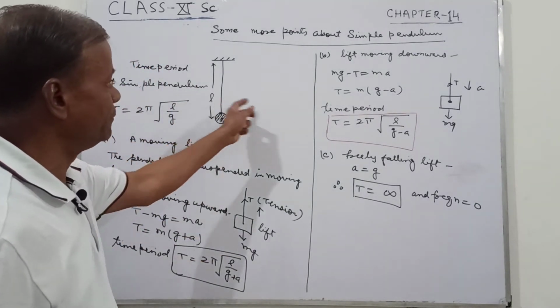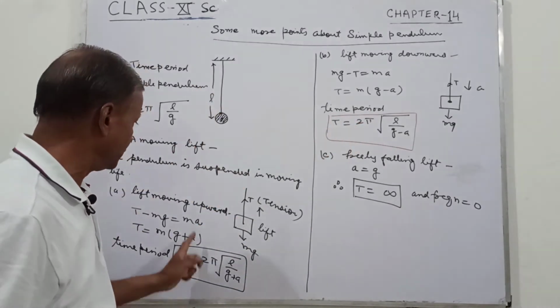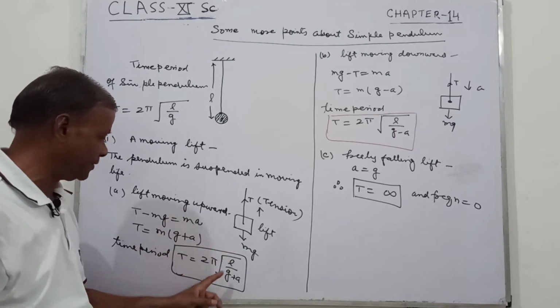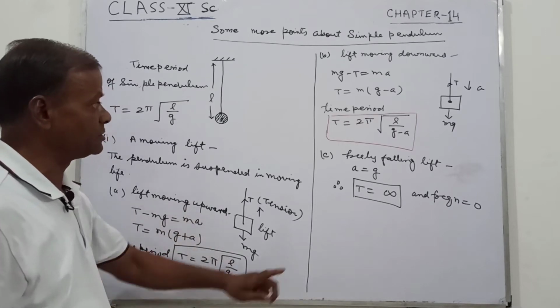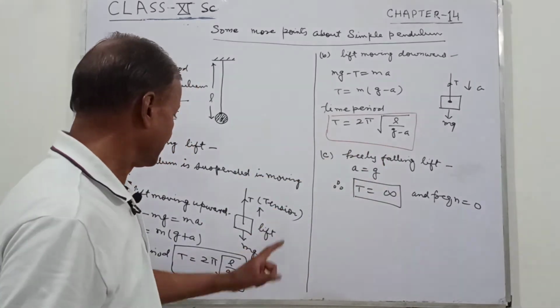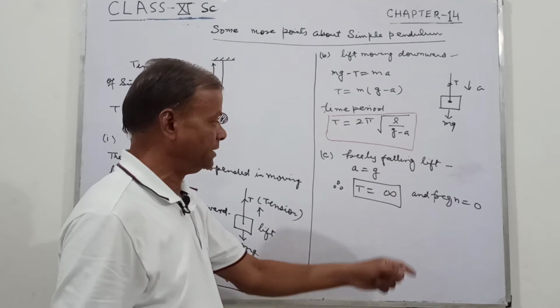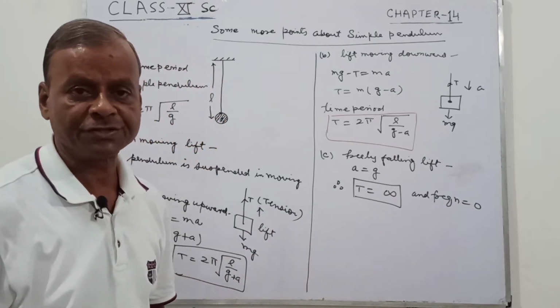When this simple pendulum is attached to a moving lift, when it goes moving upward, then the time period decreases. When downward, then the time period increases. But when it falls freely, then the time period equals infinity. So frequency is 0.